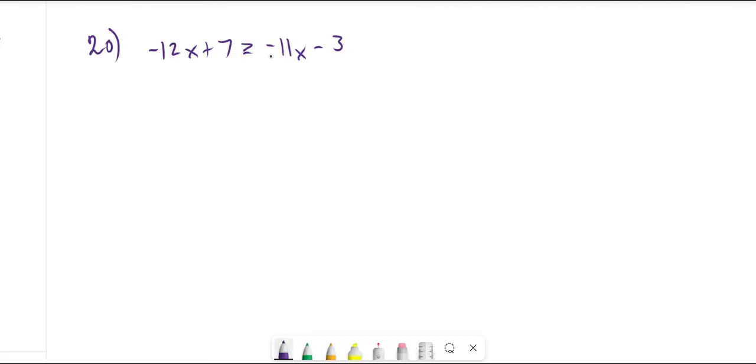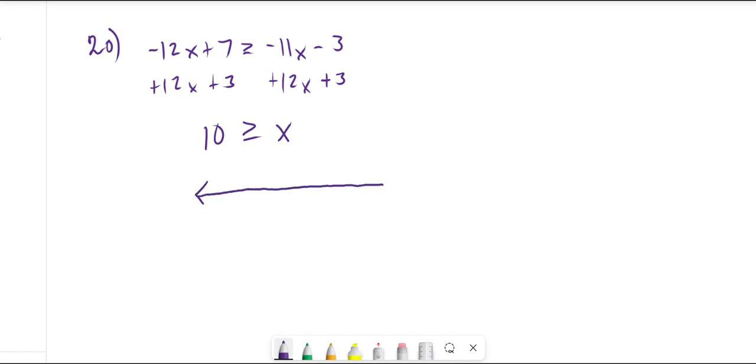For number 20, we're going to proceed similarly. I can move my 12x from left to right, and in doing so, I make sure that I have a positive 1 for my coefficient. If I move my x's left to right, I'm going to want to move my numbers from right to left. So let's add 3 to both sides to do that. And we wind up with a 10. Now, I haven't done any division or multiplication by a negative, so this is going to be my final answer. We have 10 is greater than or equal to x, or x is less than or equal to 10, however you want to say it.